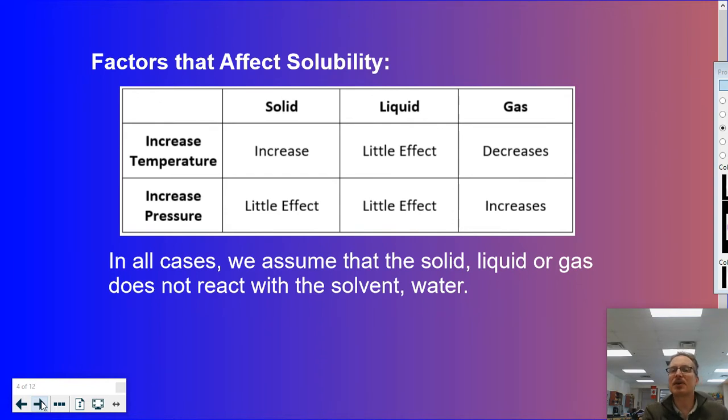When I put it in the refrigerator, so I decrease the temperature, when you open up that soda, you're going to get that great fizz, and that is that carbonation, that gas trapped in your liquid that is dissolved. There is more gas trapped in there when it's colder compared to when it's warmer. So it's the opposite of a solid. Again, when you increase the pressure in a gas, you will also increase the solubility. In all of these cases, when we talk about dissolving a solid, liquid, or gas into water, we are assuming that these substances do not actually react with water.